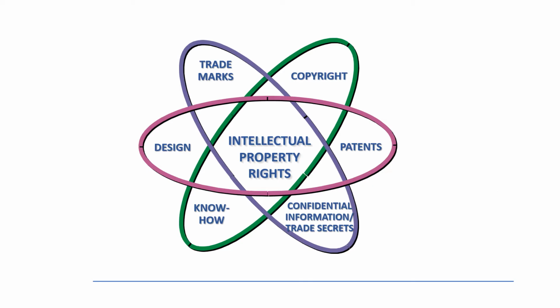So let's look at the main forms of intellectual property rights. There are various forms and they can all coexist. We have trademarks, copyright, patent rights, design rights, know-how and confidential information, as well as trade secrets.